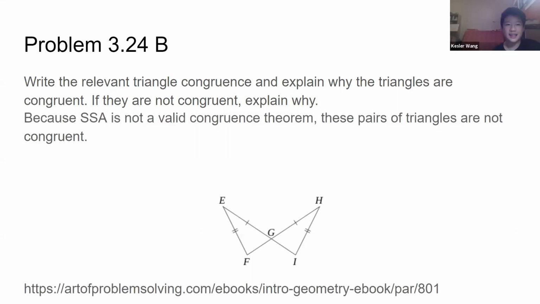It's SSA. You can't say they are not congruent. You say there's not enough information. You can't guarantee they're not congruent. Generally, in these types of questions, you'll just say it's not congruent because if it was to be congruent, then it would probably be marked. So if it's marked like this, it's just assumed that it's not congruent.